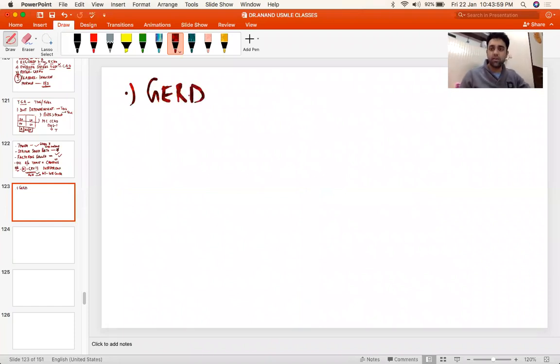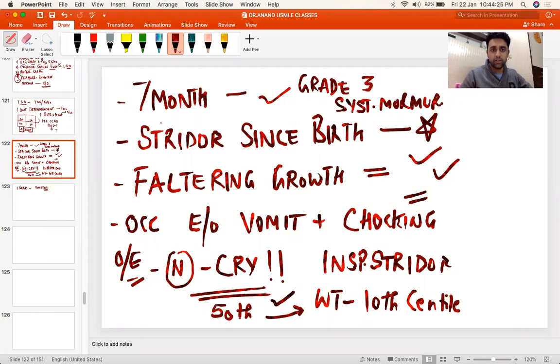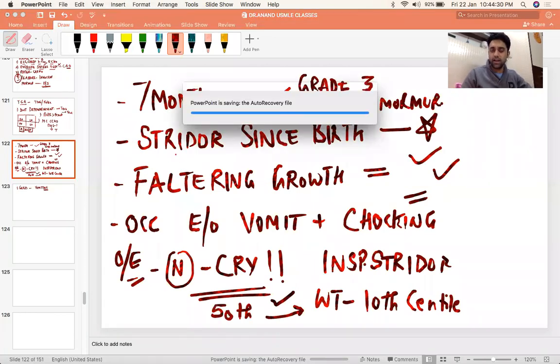What do you think? Yes or no? Do you think he is a case of gastroesophageal reflux disease? Any idea? Any random guesses? So Annapurna is right, Anurag is right. It is not a case of gastroesophageal reflux disease. For every question, I'll be telling you the answer rationally, also why it is not gastroesophageal reflux disease. See, in gastroesophageal reflux disease, the predominant symptom should be vomiting. But in my child, the predominant symptom is stridor since birth.